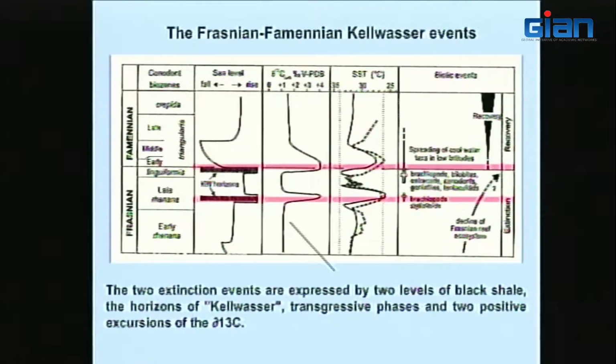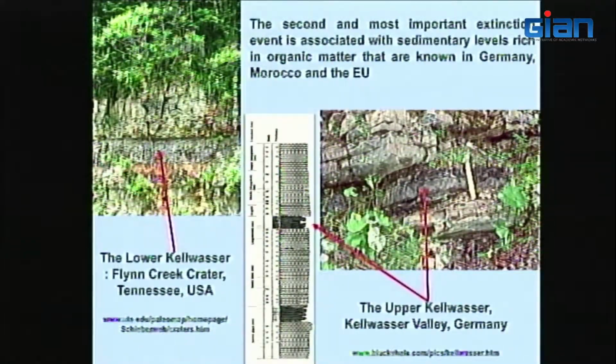So where are these Kellwasser? They are all over the world. It is quite interesting to see that these 2 horizons of mass extinction, you can have them, for example, here, in very 2 separate places in the world. You can see it here in Tennessee, USA. This is the lower Kellwasser.